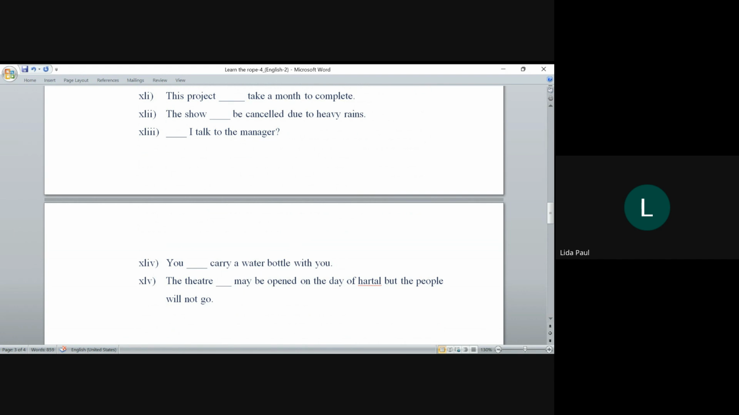The last one, 45, the theater dash may be opened. Okay, this one also has the answer. Just tell me what is the meaning of it. The theater may be opened on the day of Hartal, but the people will not go. What does this mean? It's a possibility or like a probability. Yeah, both the same thing. It's a possibility, but what kind of possibility? By this time, you should know that. We are looking at scales when we look at possibility and all of that. High possibility. One of the uses of may is certainly to show high possibility or high probability. You're right, but this is a special kind of sentence.